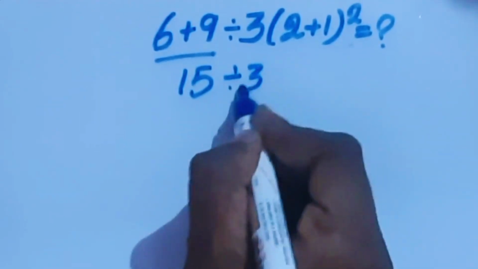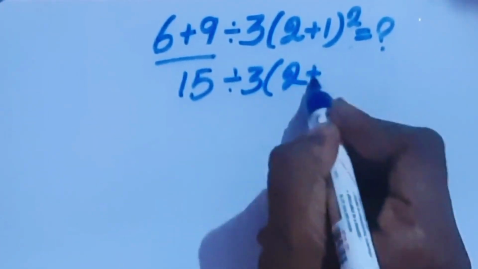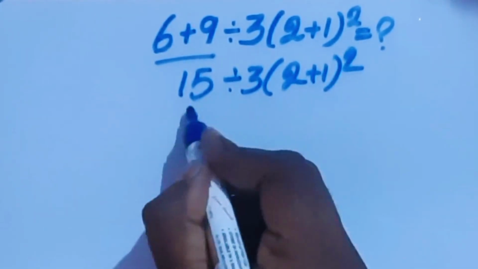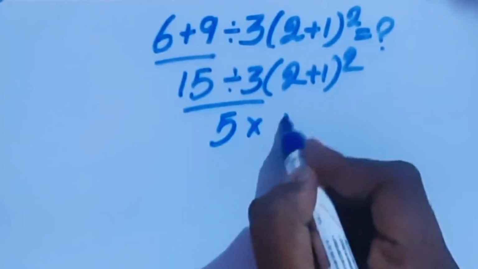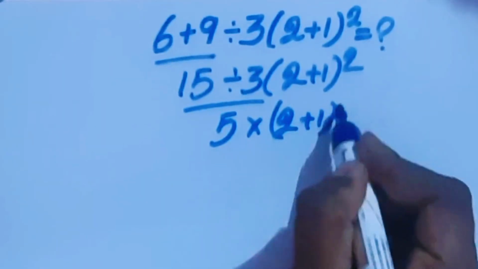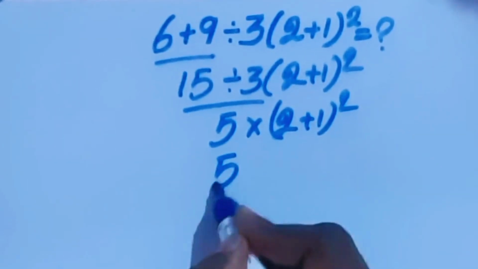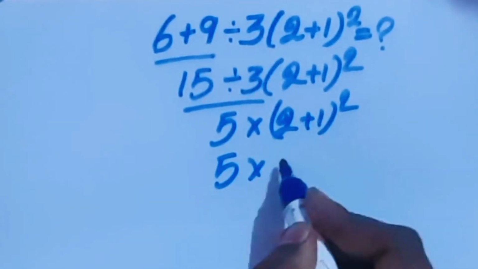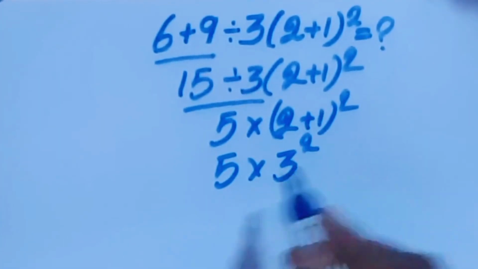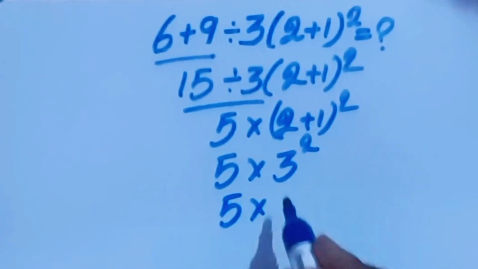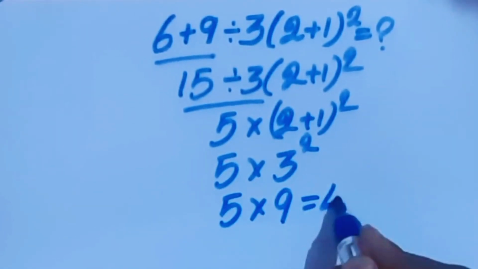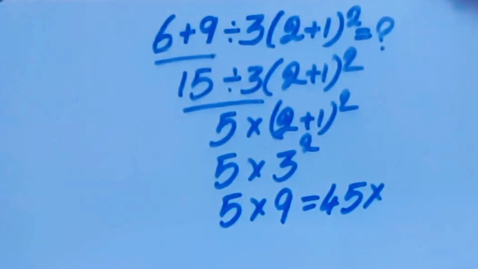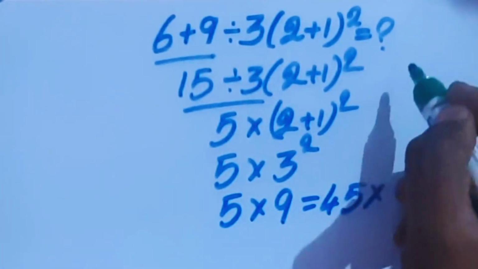6 plus 9 is 15. Divide by 3 times, here, (2 plus 1) in brackets, whole squared. Here 15 divided by 3 is 5 times (2 plus 1) in brackets, whole squared. Here 5 times, 2 plus 1 is 3 squared. Here 5 times 3 squared is 9. Here 5 times 9 is 45, which is the wrong answer. As per the order of operations, this 45 is the wrong answer.